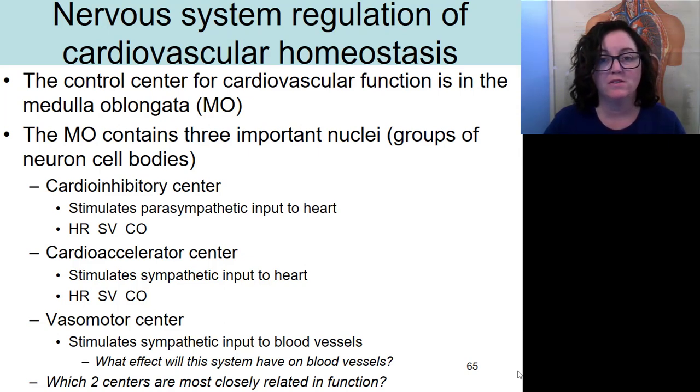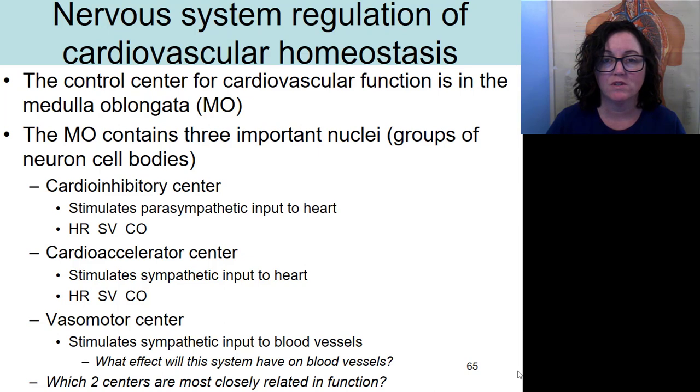The medulla oblongata itself contains three important nuclei, or groups of neuron cell bodies, that are controlling cardiovascular function. We have the cardioinhibitory center, the cardioacceleratory center, and the vasomotor center. The cardioinhibitory center tells you what it's doing. It is going to inhibit heart rate and inhibit stroke volume, that kind of stuff. And it does this by stimulating the parasympathetic nervous system. Because, of course, the parasympathetic nervous system is what's going to lower heart rate, lower stroke volume, lower cardiac output.